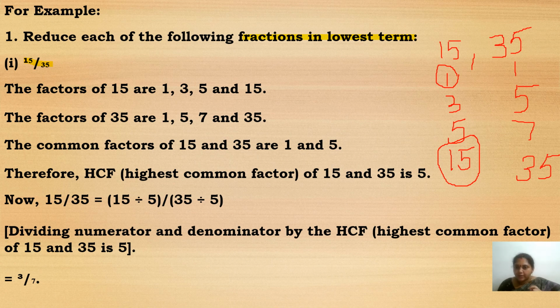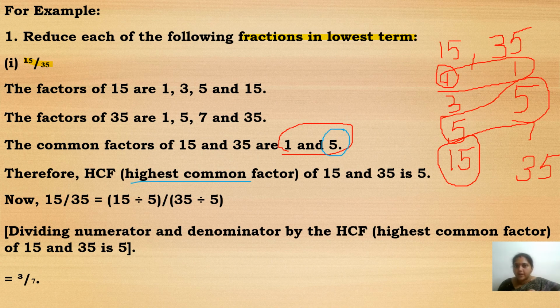Now first what we have to do? We have to find the common factors. What are the common factors here? Common factors are 1 and 5. When you are observing the common factors here, the common factors are 1 and 5. So in these common factors, which is the highest common factor? Your highest common factor is 5. So therefore HCF, highest common factor of 15 and 35 is 5.